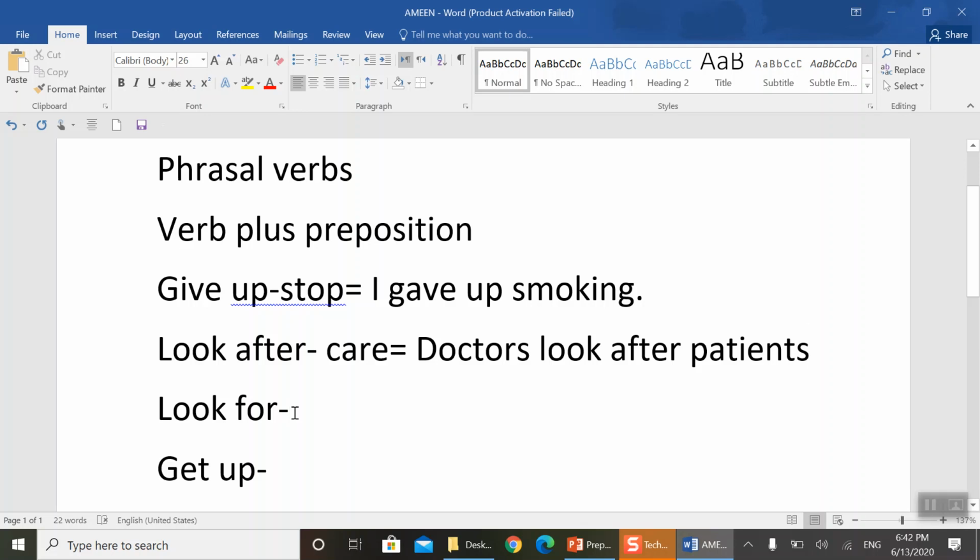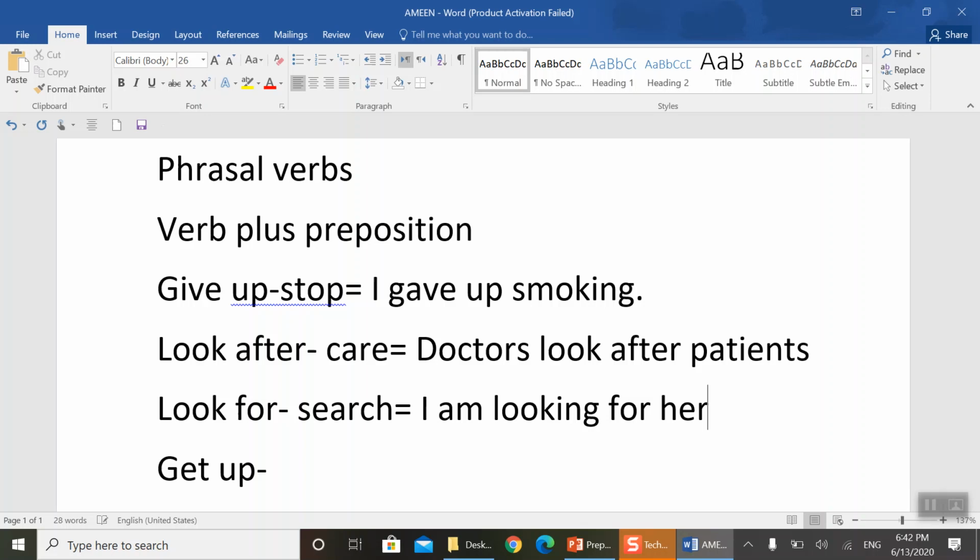Look for, it means what? It means search. Okay, for example, I am looking for her. I'm searching, it means.